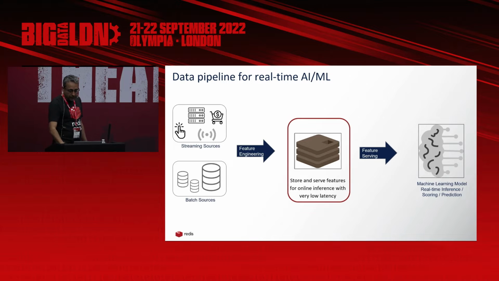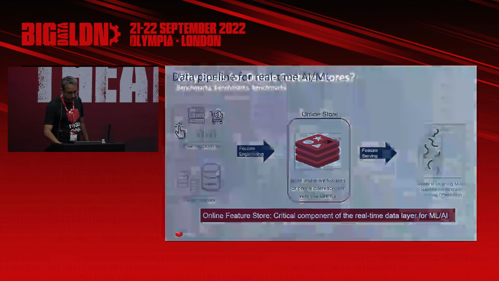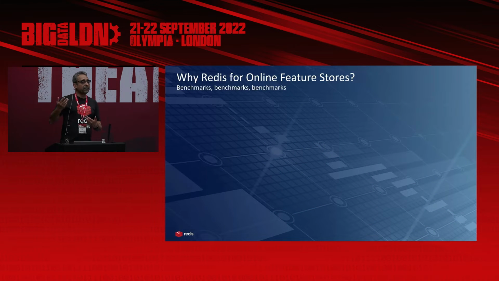Okay? And now what we are seeing is that for online feature stores, Redis is being used in most of the use cases there. And there are a lot of references where people are using Redis as an online storage engine for the feature store. And the main reason for that is benchmarks, benchmarks, benchmarks.